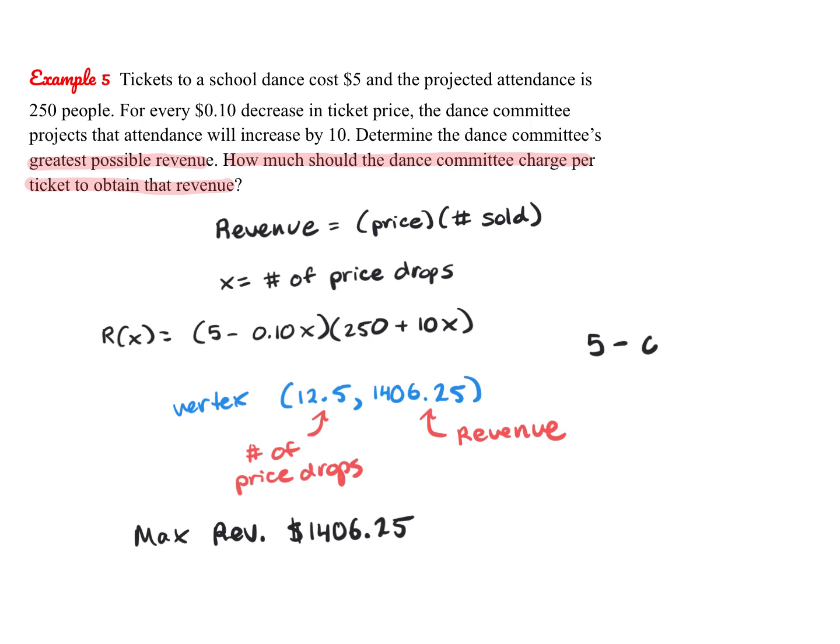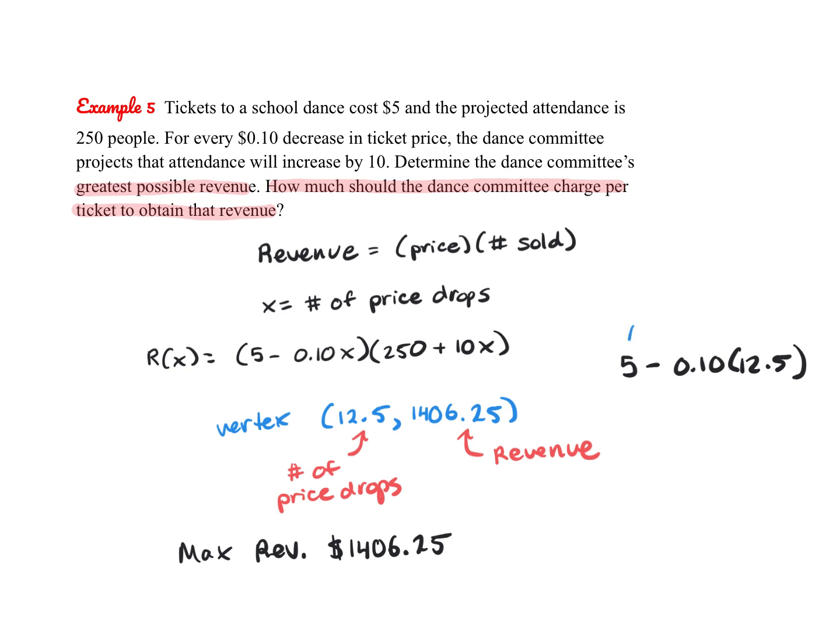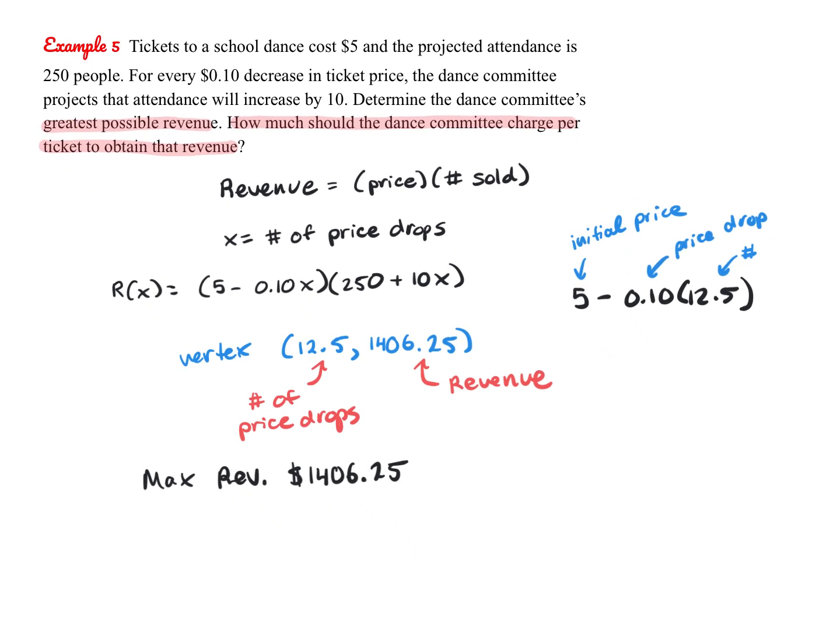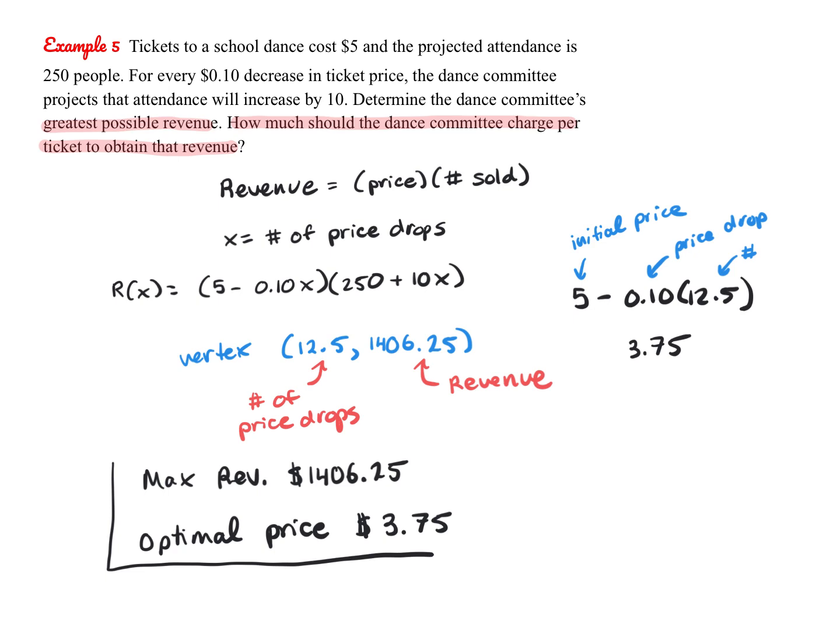Now, if I'm doing 12.5 price drops, I would take my initial price, which is $5, and then I would subtract 10 cents, and I would do that 12.5 times. So again, this is my initial price, this is the price drop, and this is the optimal number of price drops. And we end up with 3.75. So the optimal price, or the price they should set the tickets to be, would be $3.75.